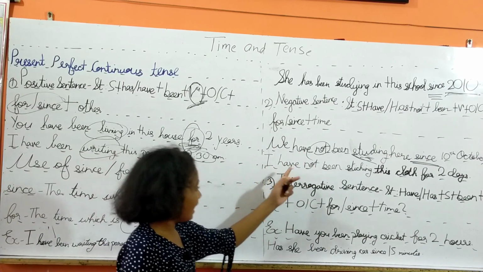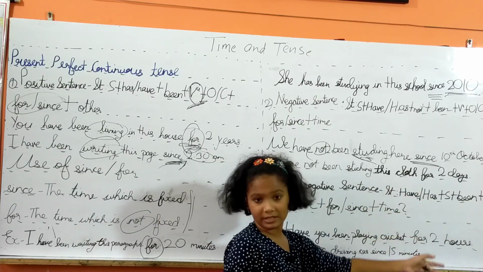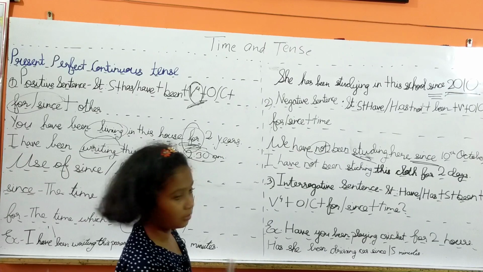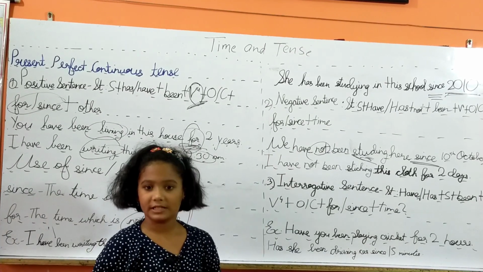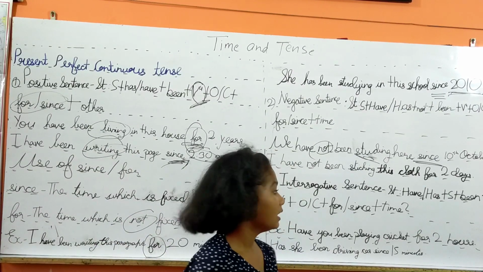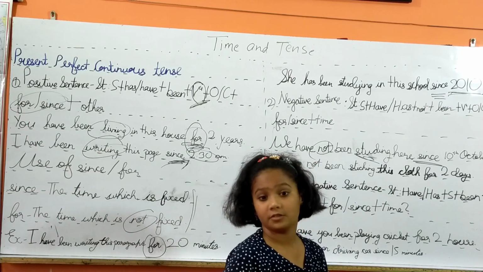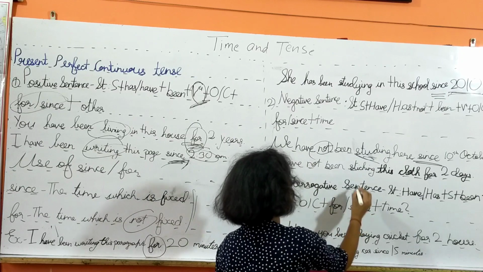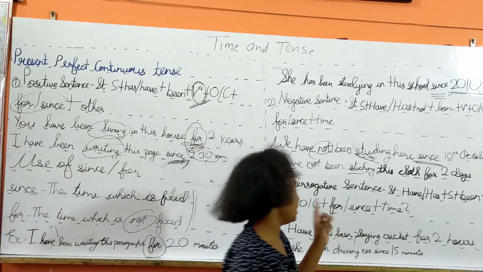The next is, I have not been stitching these clothes for 2 days. 2 days is not a fixed date. It is not written in which month or in which year. It is only written 2 days. That is not a fixed date, so we will use for. And stitching is a V4 form. So we will use stitching, not stitch.